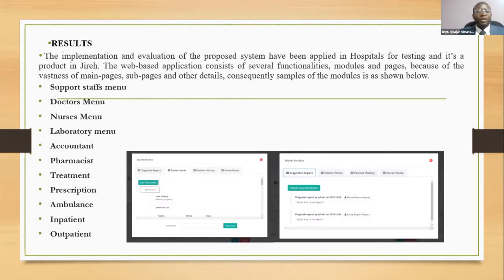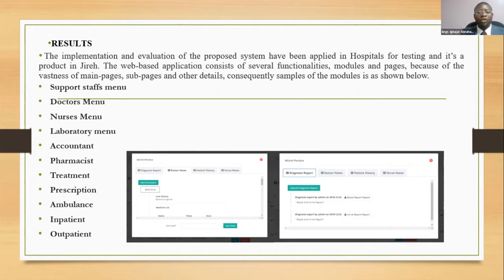Now, after the implementation and evaluation, the proposed system has been applied in hospitals, and it has also been deployed in Gyre Technology Test Lab. This system has been functioning, and over time, a lot of improvements and updates have been made, and it is perfect and ready to be used.